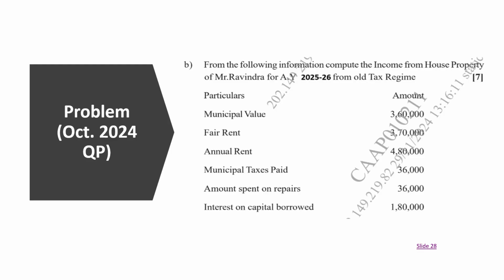Now compare it with the actual rent minus unrealized rent. Actual rent is equal to how much? Annual rent minus unrealized rent. Annual rent is given how much? 4,80,000. Unrealized rent is not applicable. Therefore, how much is the actual rent? 4,80,000. So we got the reasonable expected rent 3,70,000. We got the actual rent 4,80,000. Compare both amounts and find out the highest one. Which one is the highest one? That is the annual rent 4,80,000. So 4,80,000 is the highest value.